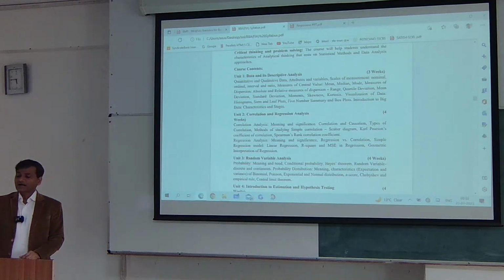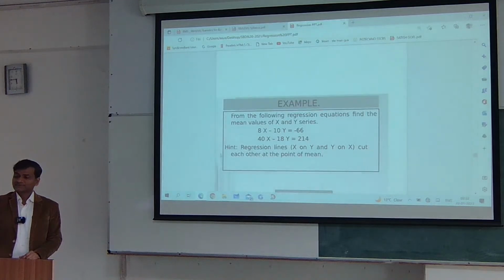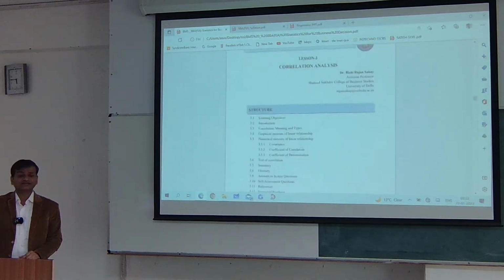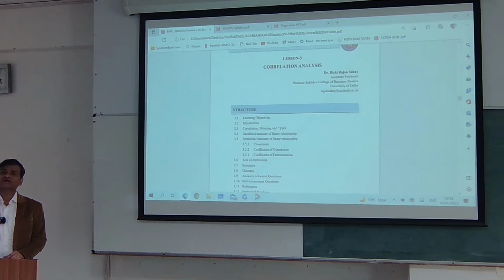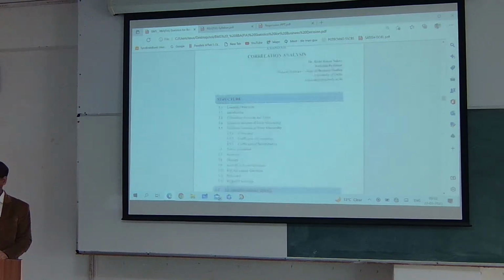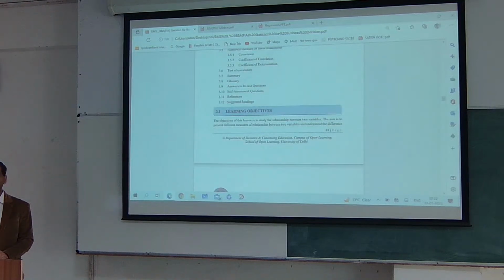Okay, and I will show you the PPTs for this lesson 3. In your material, it is lesson 3. There are 2 lessons devoted to this unit, lesson 3 and 4. So in lesson 3 we have the correlation analysis. We will discuss this correlation part first, and then, if time permits, we will discuss the regression also. So there are 2 parts, one is the correlation and then the regression analysis.